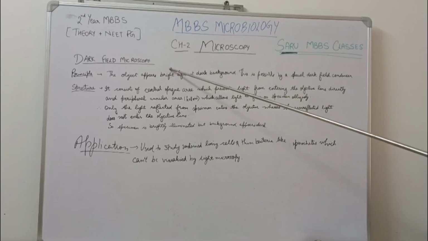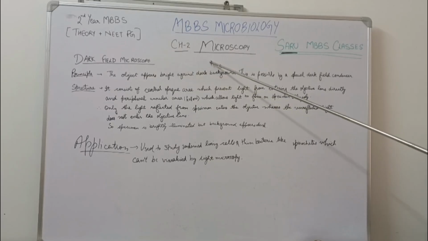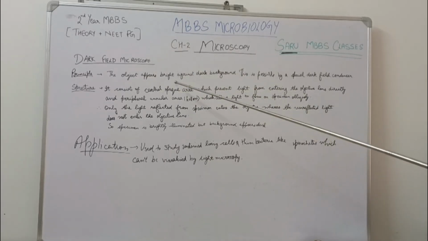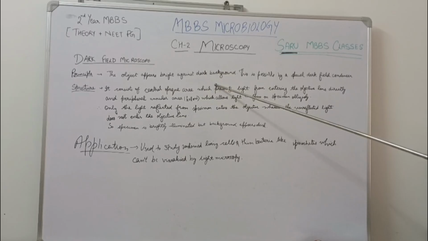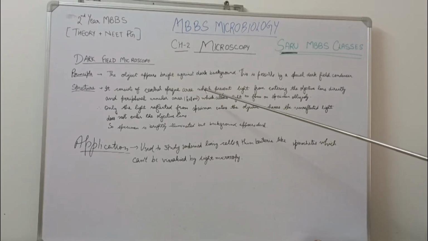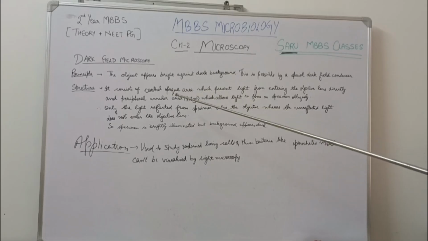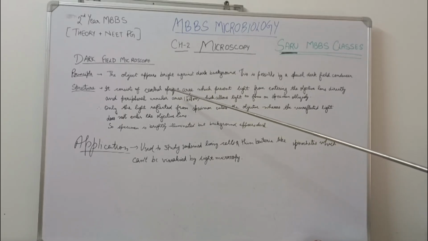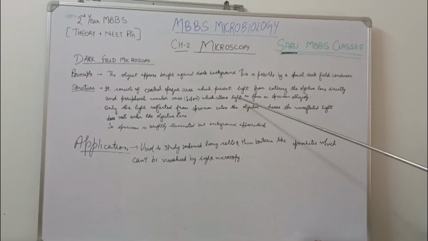Now let's study about the dark field microscope. Topic of chapter 2, microscopy. Principle: the object appears bright against a dark background. This is possible by a special dark field condenser structure. It consists of a central opaque area and a peripheral annular area. The role of the central opaque area is that it prevents the light from entering the objective lens directly, and the peripheral annular area allows light to focus on the specimen obliquely.